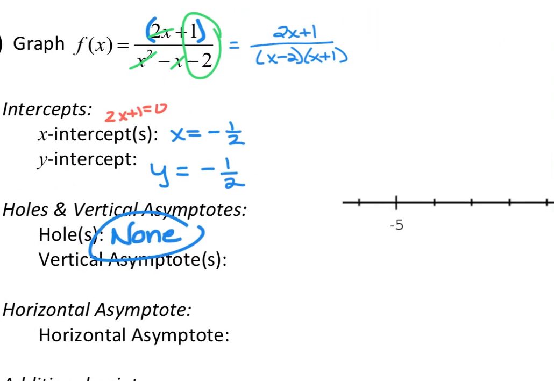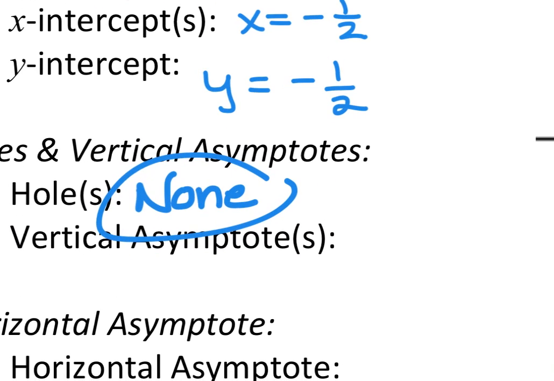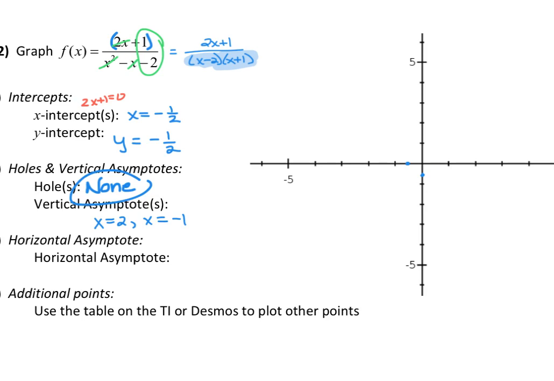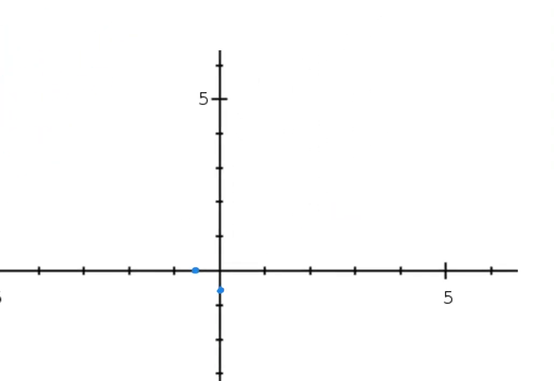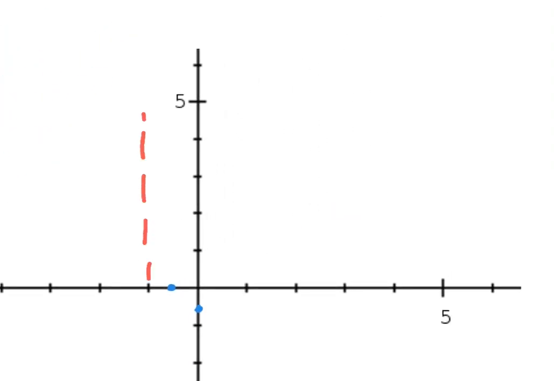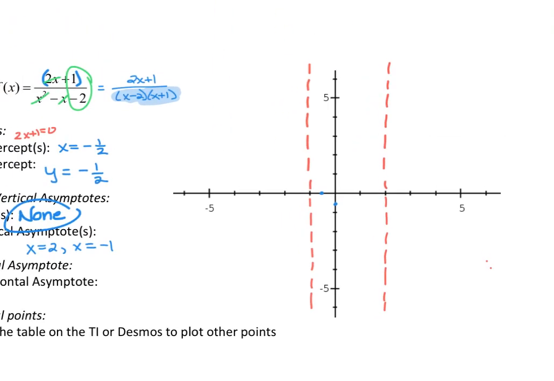The vertical asymptotes then are going to be the things in the denominator that would make it 0, and so your vertical asymptotes are going to be found at x equals 2 and x equals negative 1. Go ahead and draw those in right off the bat. So I'm going to draw my asymptotes, x equals negative 1 and x equals positive 2. It's hard to draw the whole space without zooming in. So there are my asymptotes there.